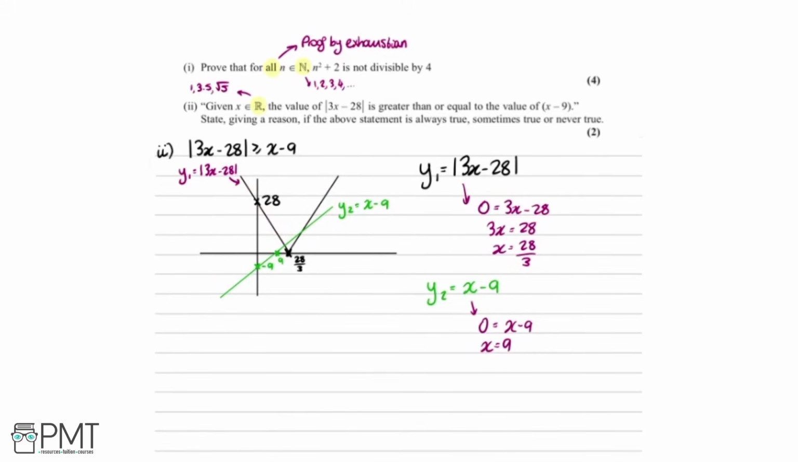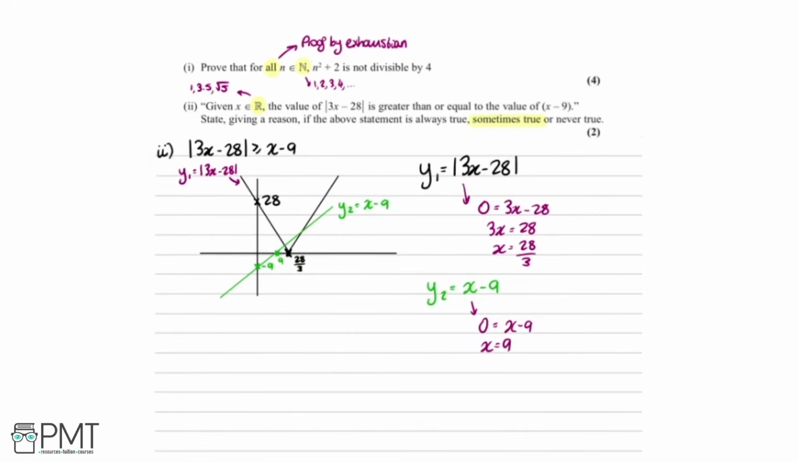So we can see that sometimes the modulus of 3x minus 28 is greater than x minus 9, and at some points the value of x minus 9 is greater than the modulus of 3x minus 28, and at some points here, it's actually equal. So therefore we know that it is sometimes true.